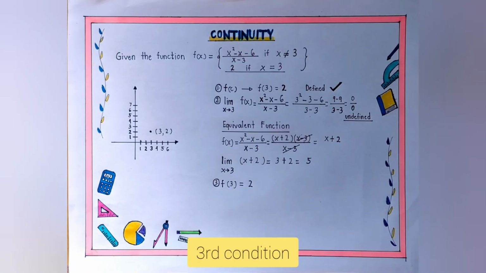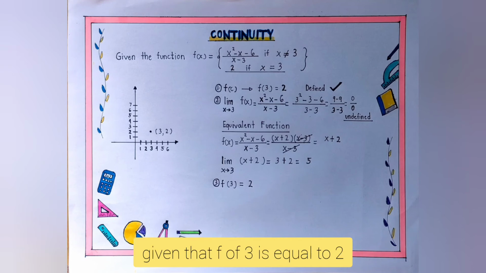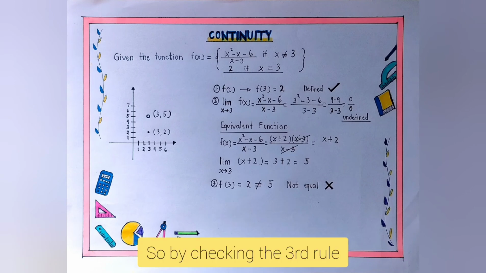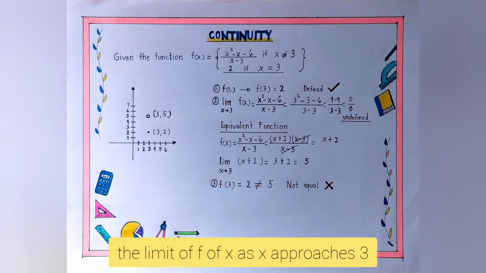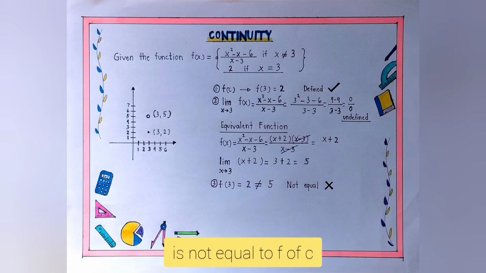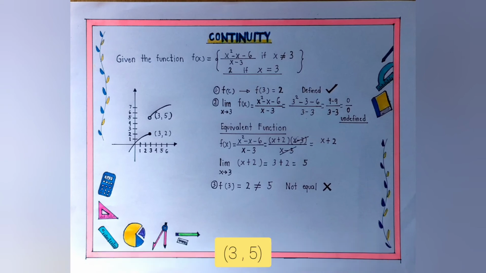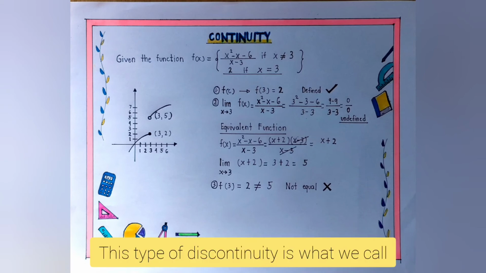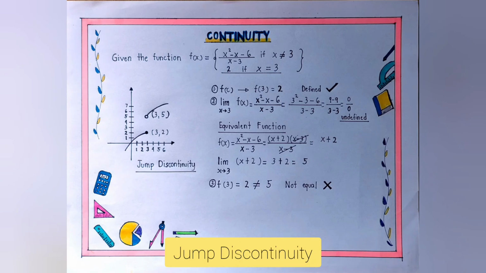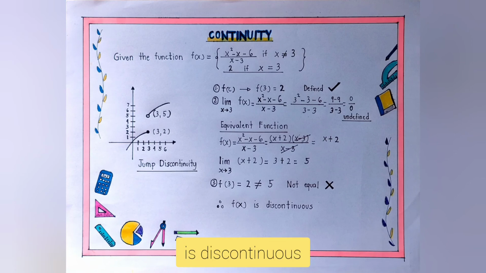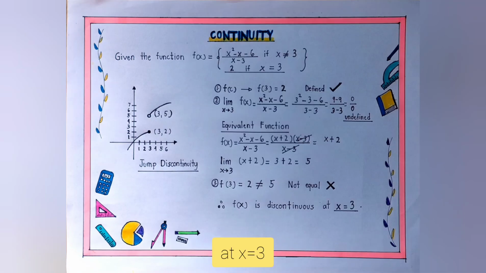Third condition, given that f of 3 is equal to 2, 2 is not equal to 5. So by checking the third rule, the limit of f of x as x approaches 3 is not equal to f of c. As we can see in the graph, the function is discontinuous at point (3, 5). This type of discontinuity is what we call jump discontinuity. Therefore, f of x is discontinuous at x equals 3.